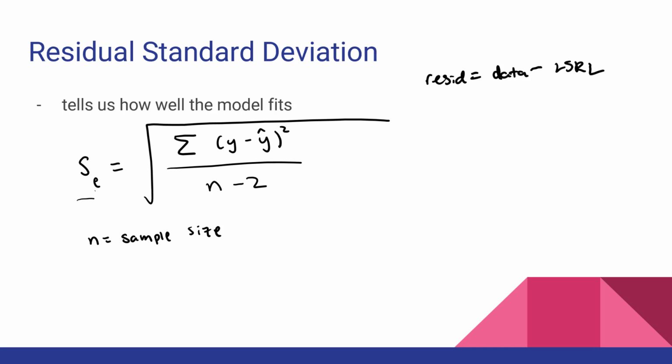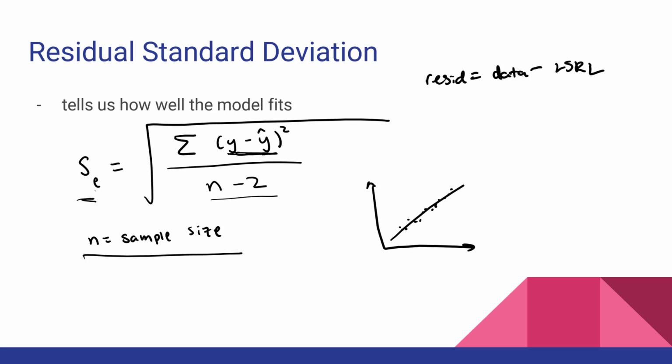That is denoted with an S sub e, and that is equal to the square root of the sum of the residuals squared, so observed minus expected, over n minus 2, where n is the sample size. And this one tells us, on average, how far away the data points are from the LSRL. So if we had a scatter plot like this, where the data points are really, really close to the LSRL, we have a small standard error for the residuals. On the other hand, if our LSRL was here and our data points were all scattered around it, that means we would have a large standard deviation for the residuals.